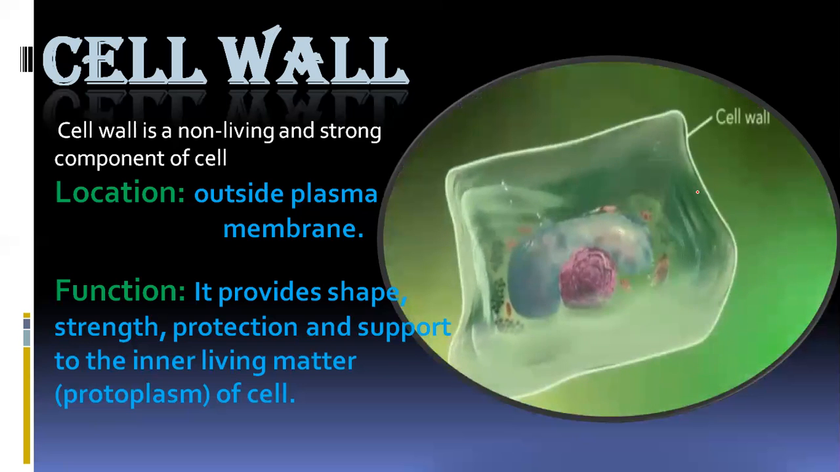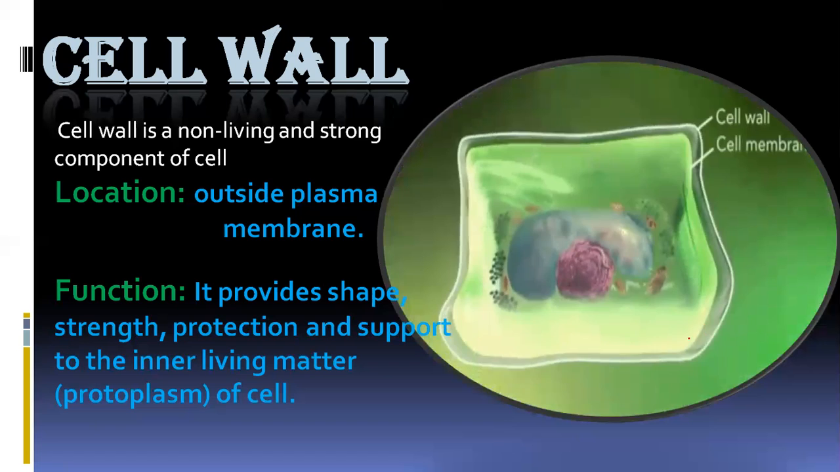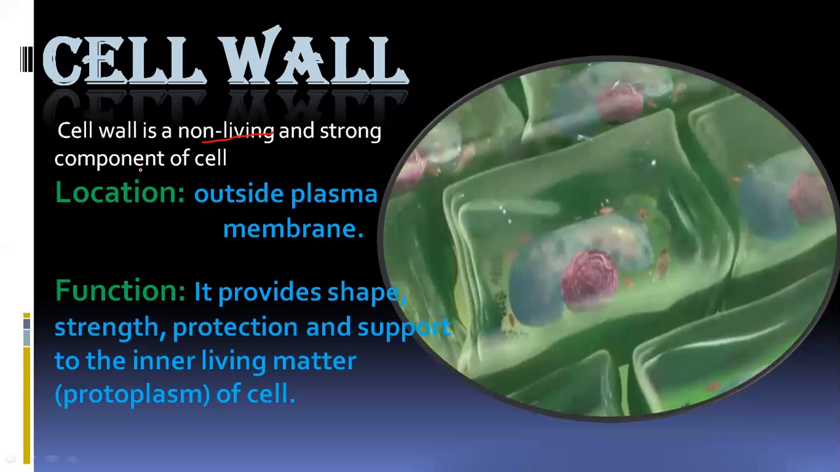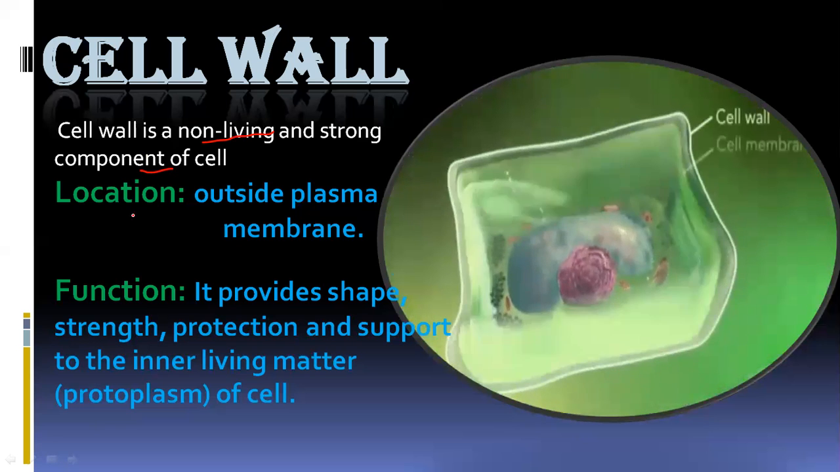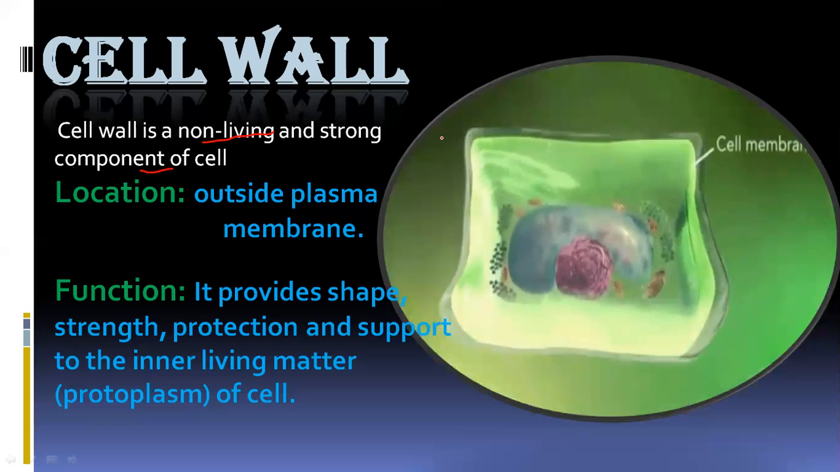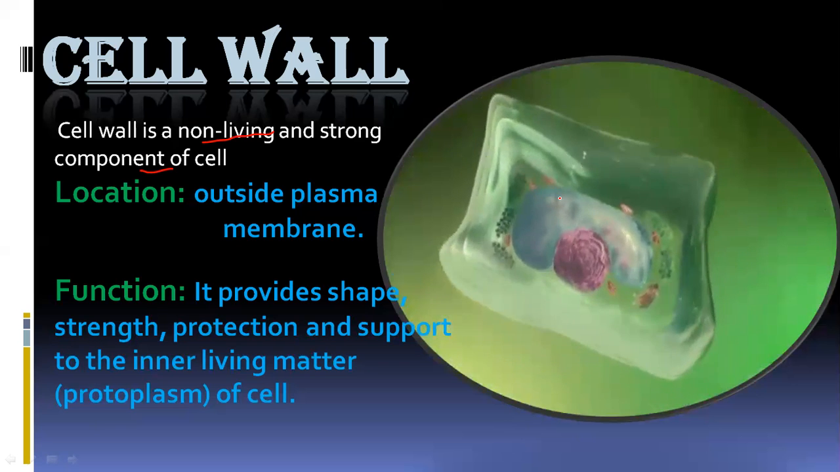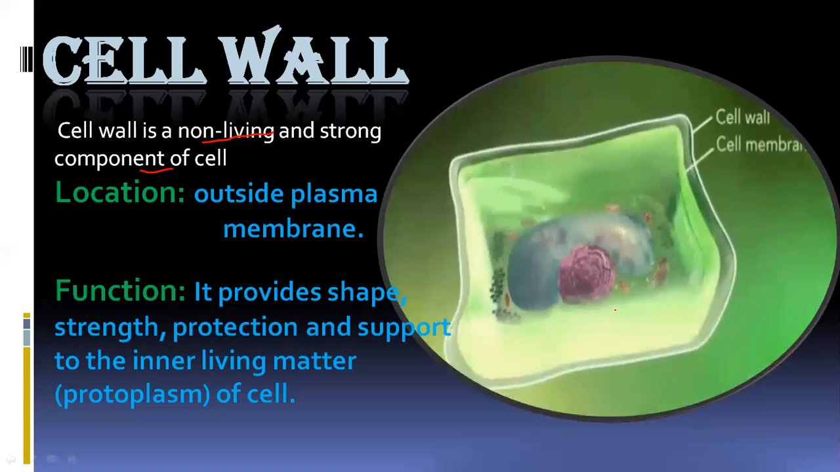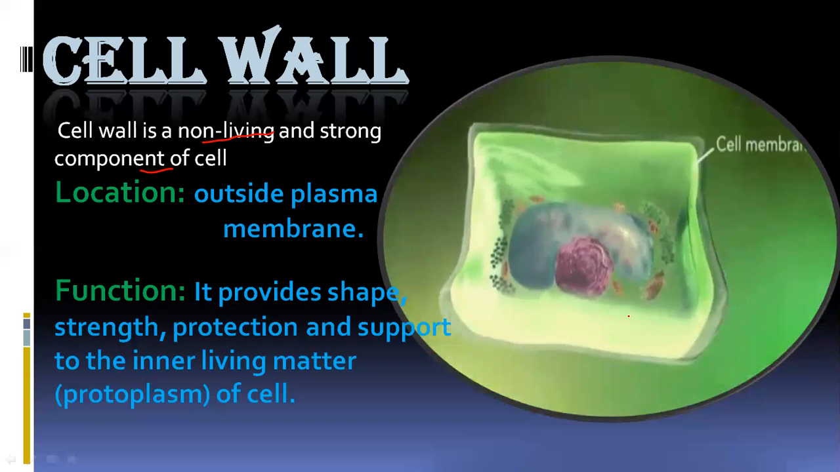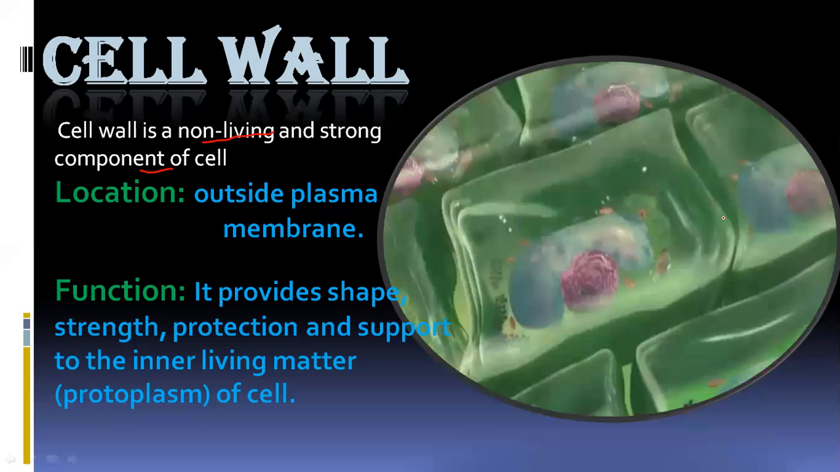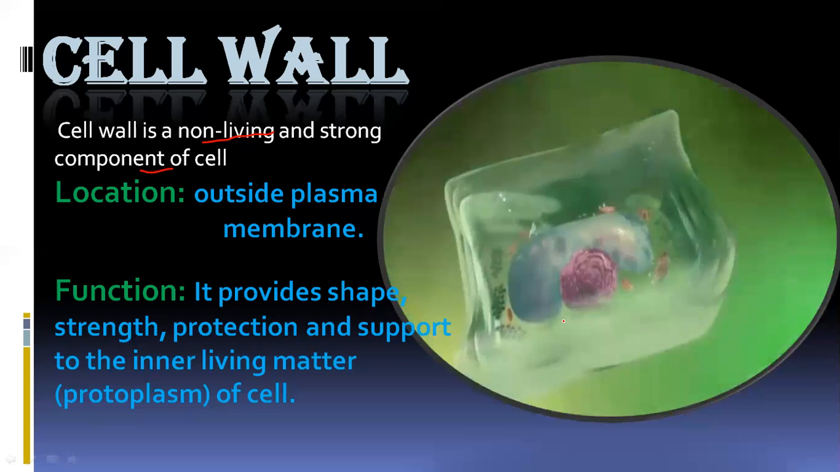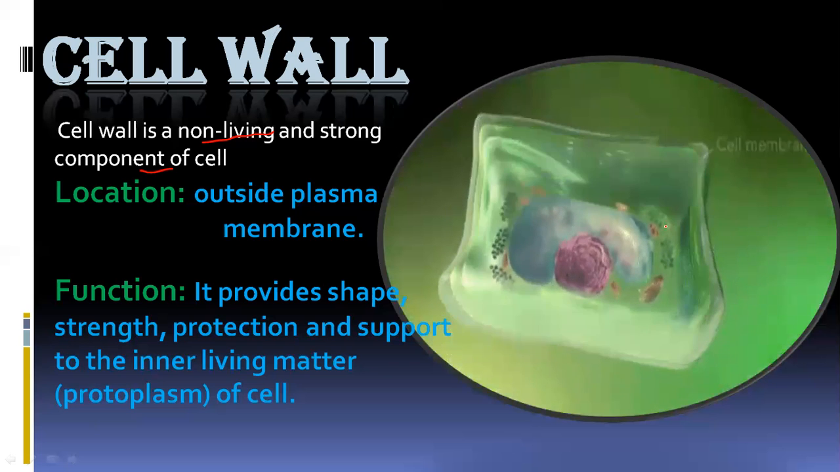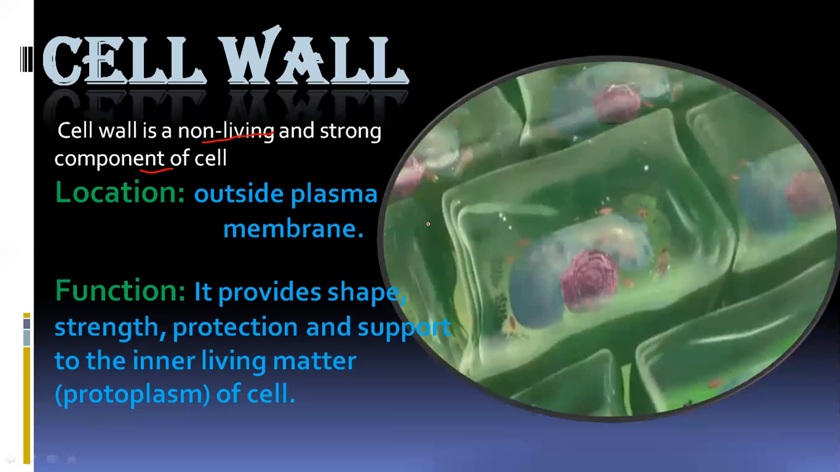So the outermost boundary of the plant cell is called the cell wall, and that is a non-living and strong component of the cell. Let's talk about its location. This is outside of the plasma membrane. Plasma membrane or cell membrane, that is the same thing, because inside there is the plasma, so the membrane which is surrounding this plasma is the plasma membrane, or because this is a cell, it is also said to be the cell membrane. So the cell wall is outside of the cell membrane or plasma membrane.